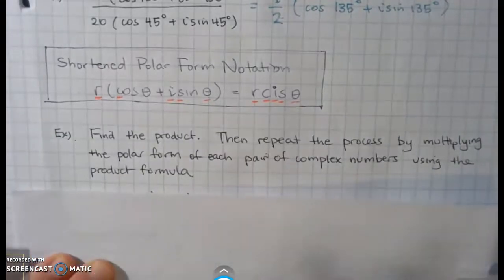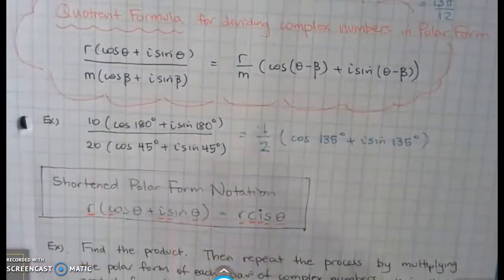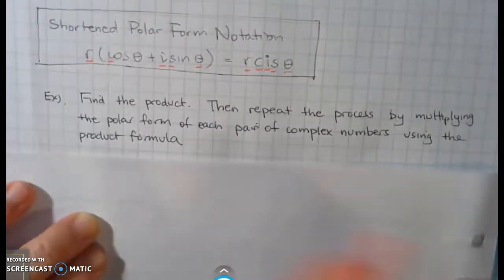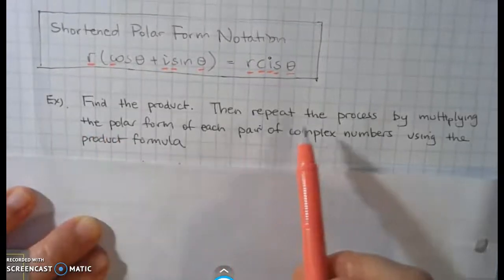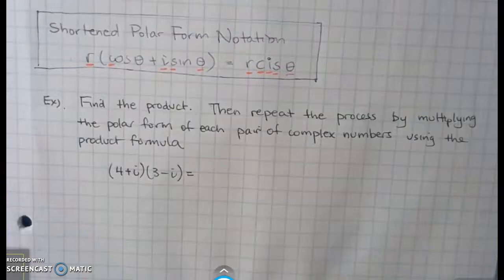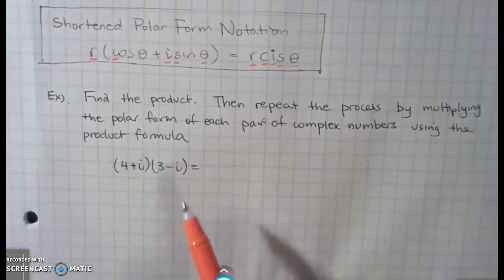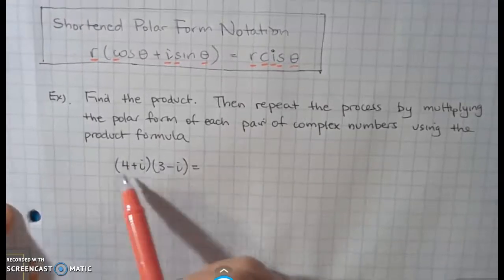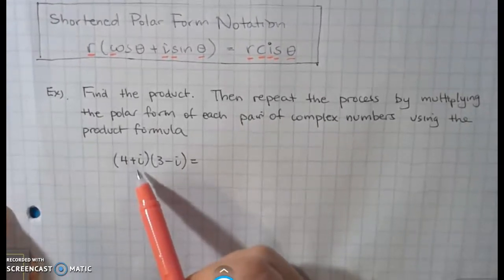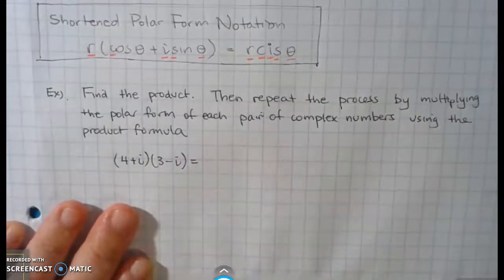So another example. This time we're going to try to prove that all these formulas work. So what you're going to do is find the product, then repeat the process by multiplying the polar form of each pair of complex numbers using the product formula. So first thing I'm going to do is, this is two complex numbers written in rectangular form. So I am just going to multiply that out using the rectangular form.